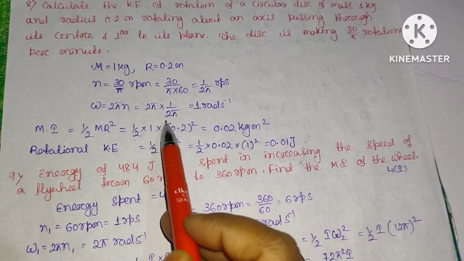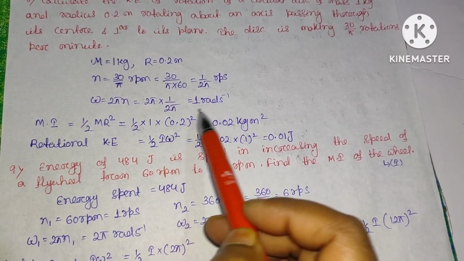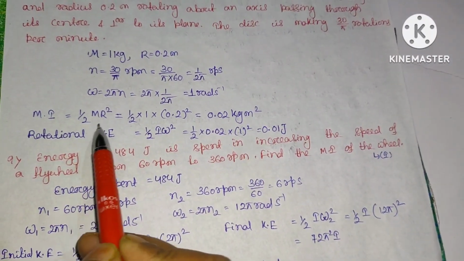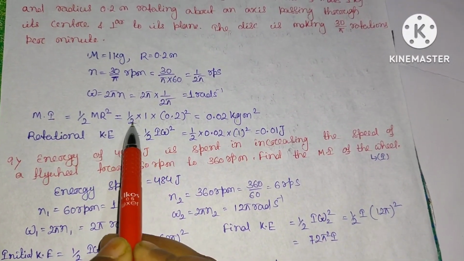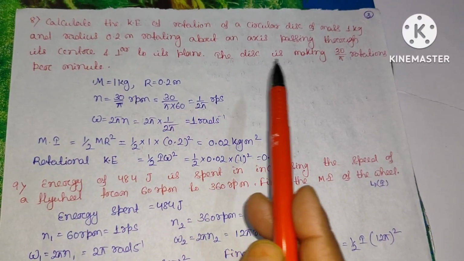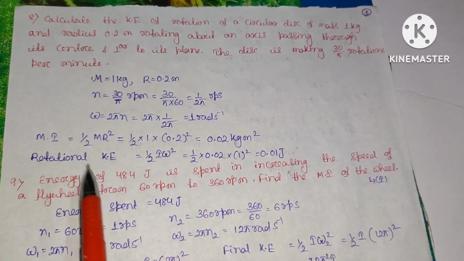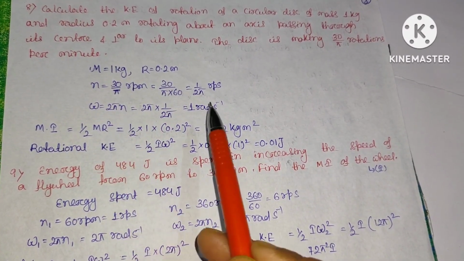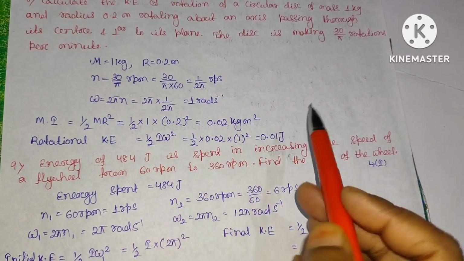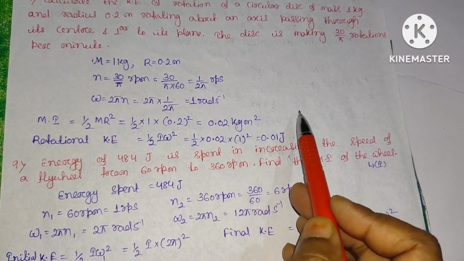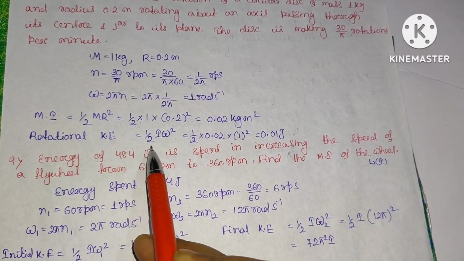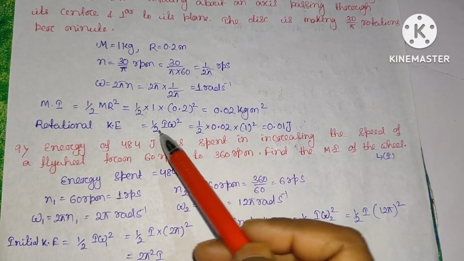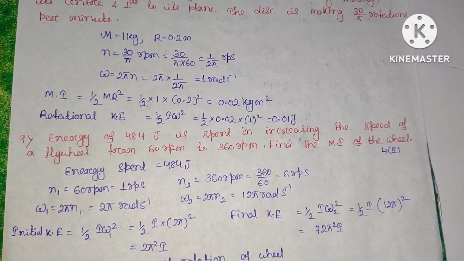Omega equal to 2 pi n. This is 2 pi into 1 by 2 pi, that is 1 radian per second. So moment of inertia is 1 by 2 mr square, that is 1 by 2. This is for what? Circular disc. Okay. So moment of inertia is half into m is 1 kg into r is 0.2 square. So this will become 0.02 kg meter square, and for the rotational kinetic energy it is half I omega square. Simply putting all these values of inertia and omega, we will get 0.01 joule.